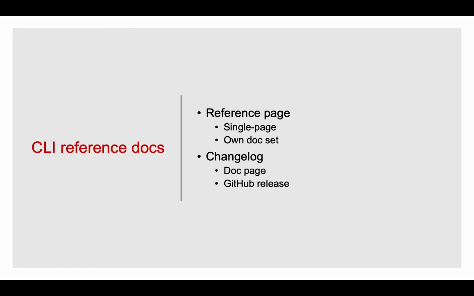So, we've looked at CLI docs in action, like installation and task-based topics. But there is another type of CLI doc that your users might want, reference materials. I wanted to show you two types of reference materials, a CLI reference page and changelogs. I also want to show you two different approaches towards each type.